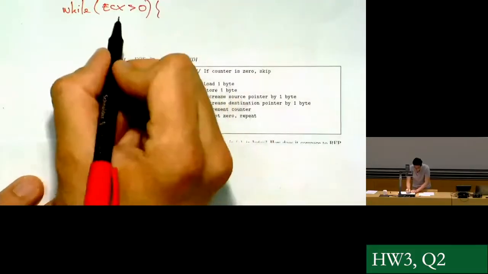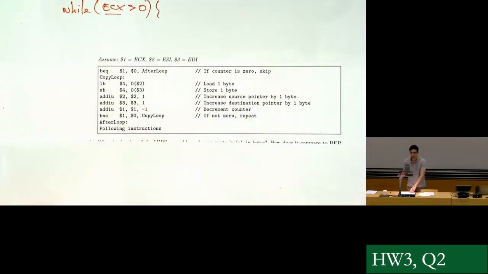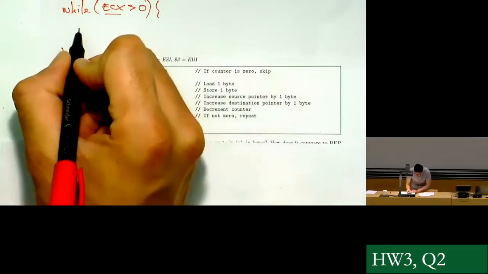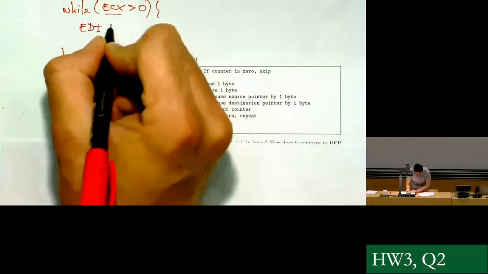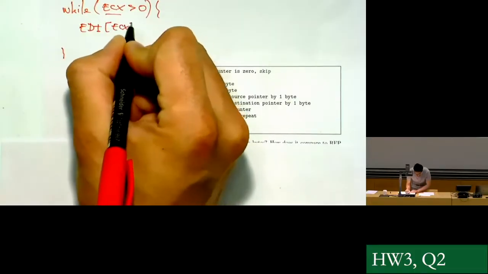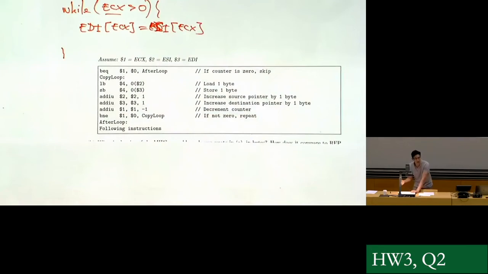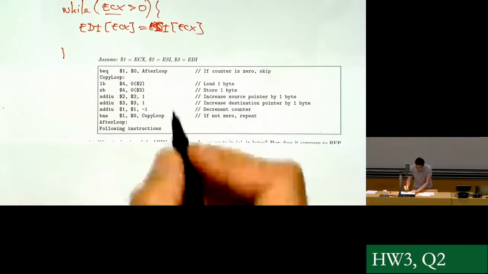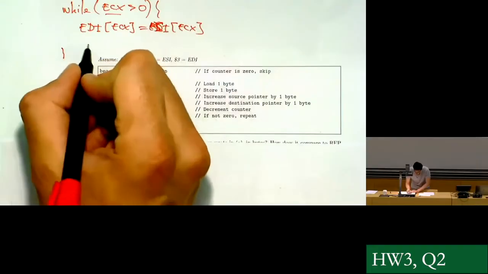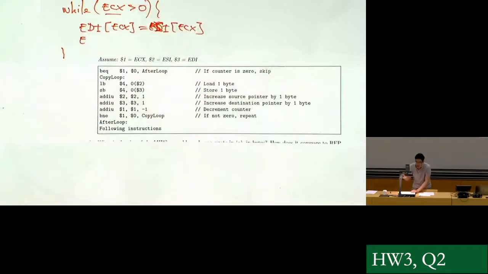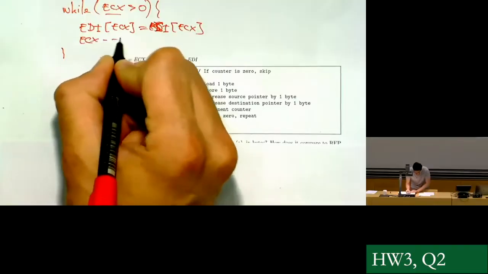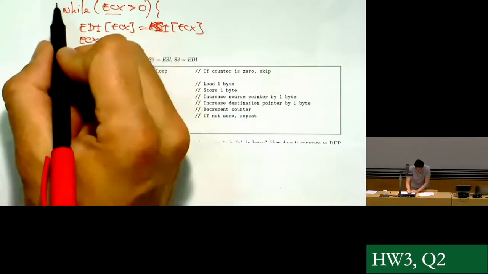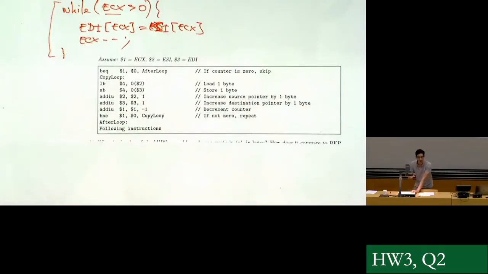Greater than 0, because ECX is the counter, where we have the total number of bytes that we need to copy, and this would be something like EDI, ECX equal ESI, ECX. This ECX would be our counter and also the index to these arrays ESI and EDI, and after every iteration we decrement. So this would be, let's say, the high-level language code to implement this rep movs.